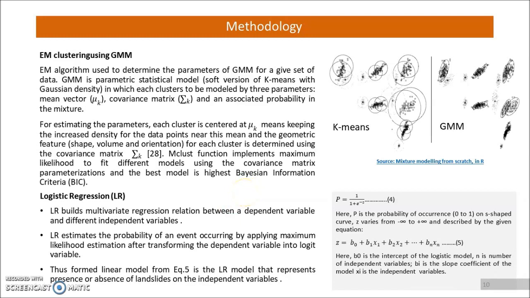Moreover, we have the well-known logistic regression algorithm, which takes the relationship between the dependent and independent variables and estimates the probability of occurrence by applying maximum likelihood estimation, after transforming the dependent variable into a logit variable of 0 and 1, and using the two equations here: the probability, as well as the linear model for the logistic model, where B represents the intercept and X represents the independent variable, giving the weight.